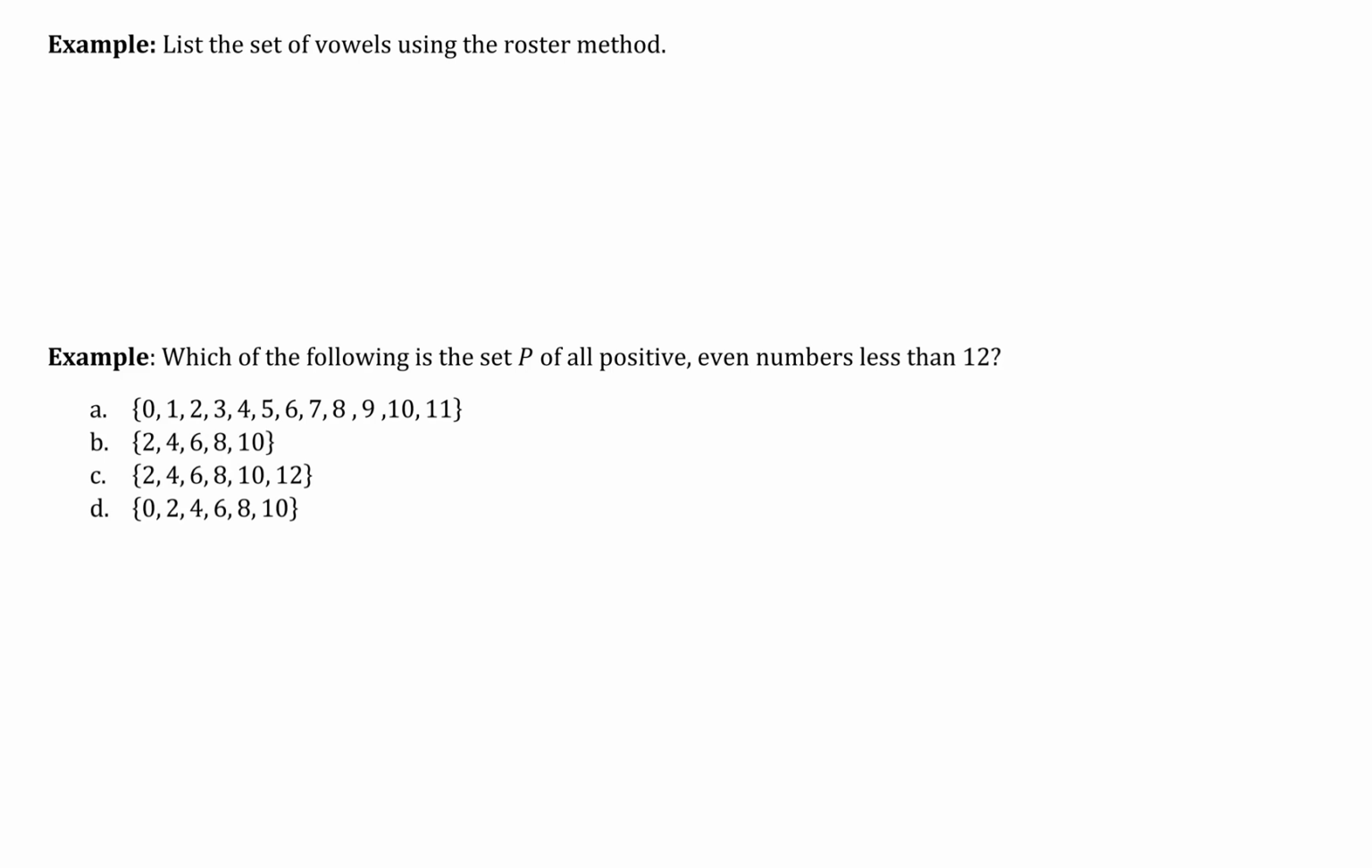So we need to come up with a name for our set. Usually that's a capital letter. So in this case, I'll call it V for vowels. And V is going to be equal to, and then we're going to surround our set in curly braces. And then we're going to list the elements of our set. So we're going to list, in this case, the vowels.